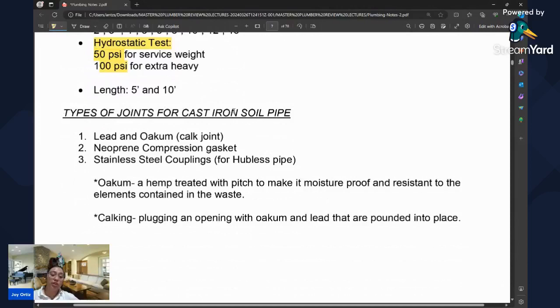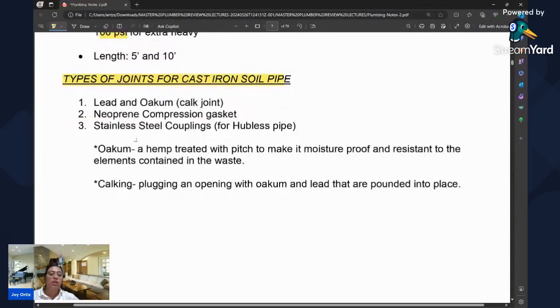So here's the types of the joints. Kailangan meron po tayong types of joints for cast iron soil pipe. We have here the lead and oakum joint, neoprene compression gasket, stainless steel couplings. So lead and oakum, neoprene compression gasket, and stainless steel couplings for hubless. Okay. So ano po yung oakum? Oakum or okum. Ano ba ang tamang pronunciation of this? I think it's oakum. Oakum treated.